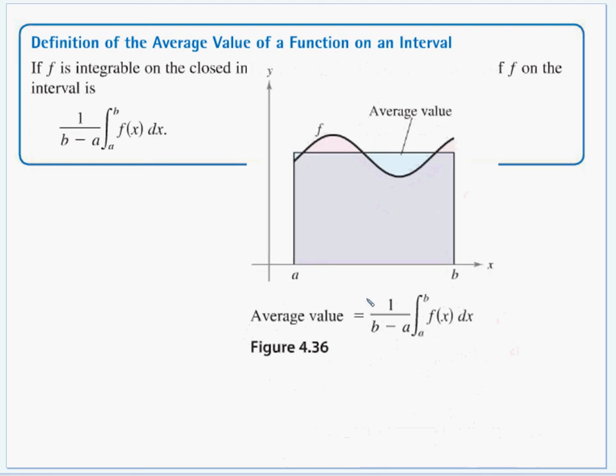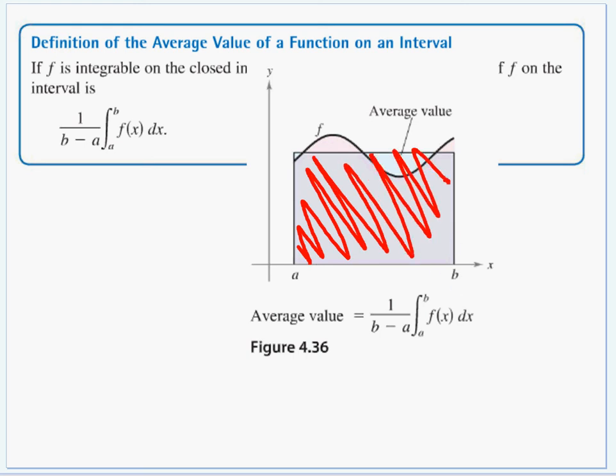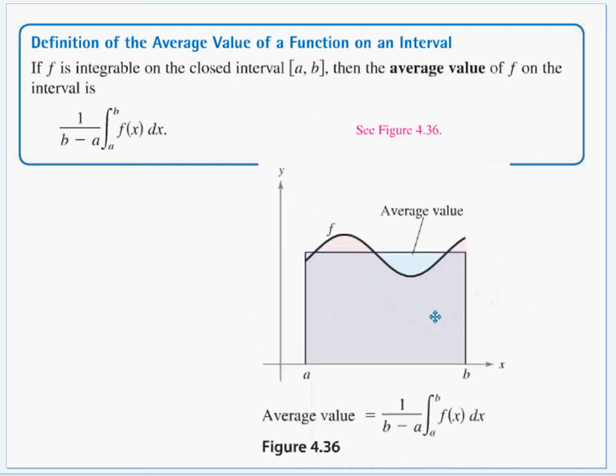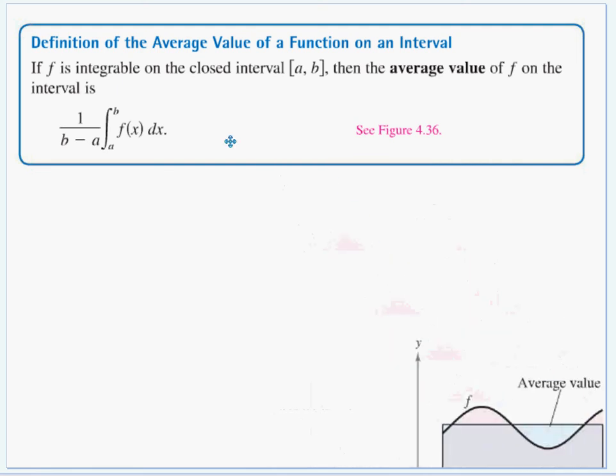So here again, graphical representation. This area in the rectangle is exactly the same as the area under this curve. The average value is that height on the y-axis. The average value is a number on the y-axis. It is the height of the one perfect rectangle that has the same area as the area under the curve.